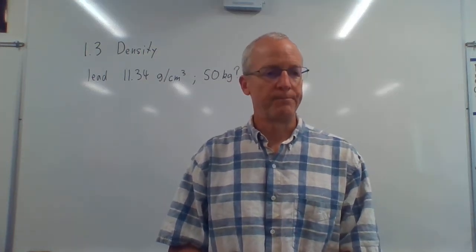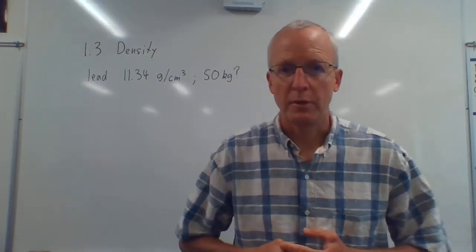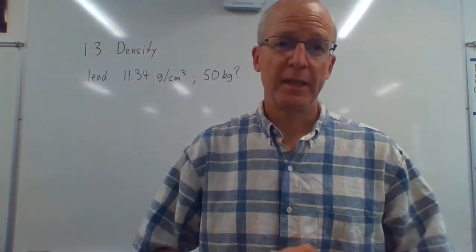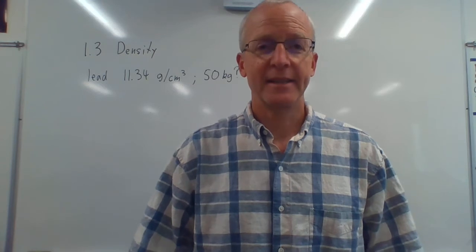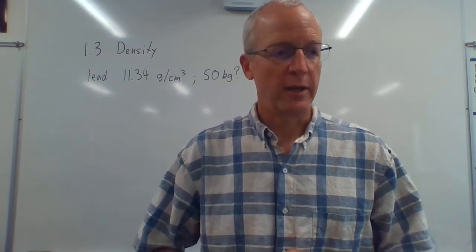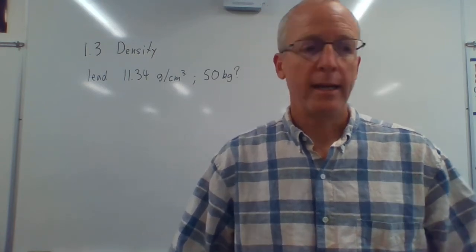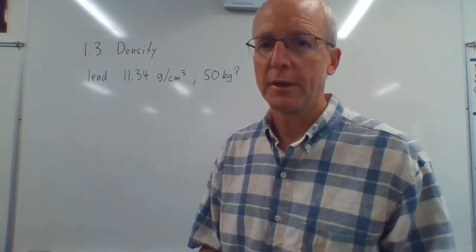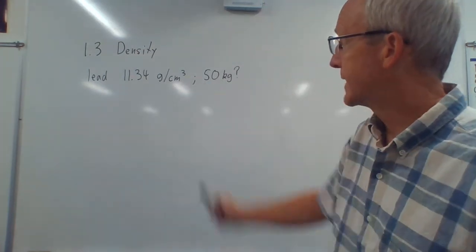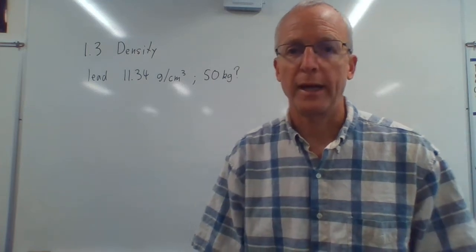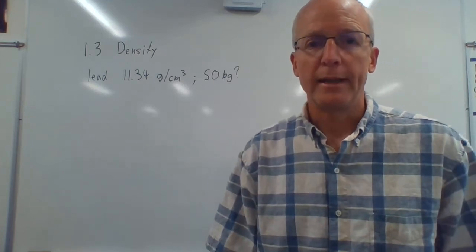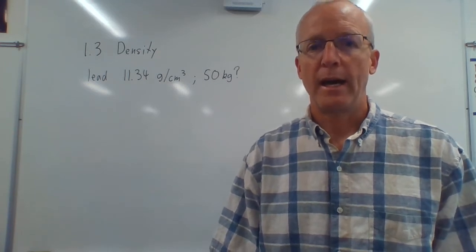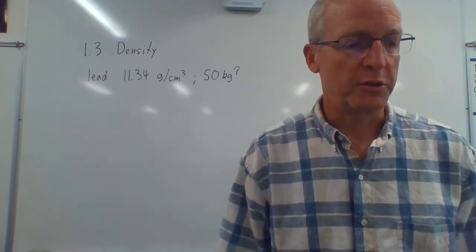All right, let's look at problem number 1.3 on density. Seems like it should be easy, but like a lot of things, it's actually kind of tricky. So I'll do lead, and then I'll let you guys do aluminum on your own. As I wrote down there, lead has a density of 11.34 grams for every centimeter cubed, and they want to know if you have 50 kilograms, then how big a sphere would you have?